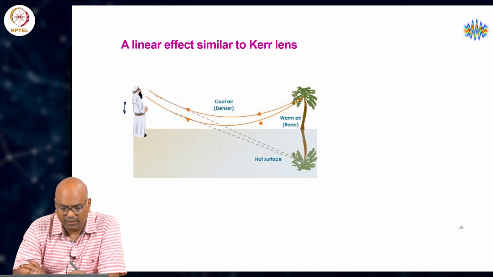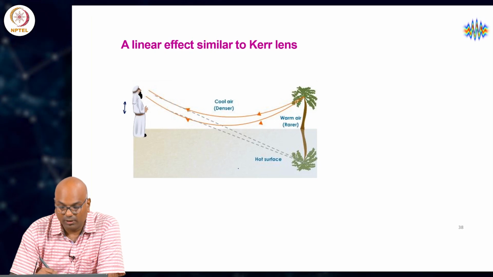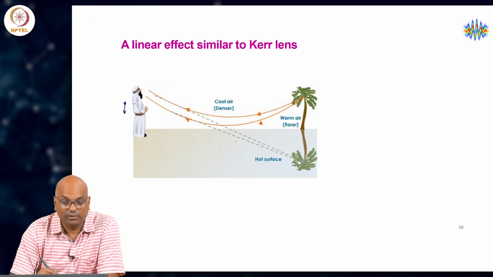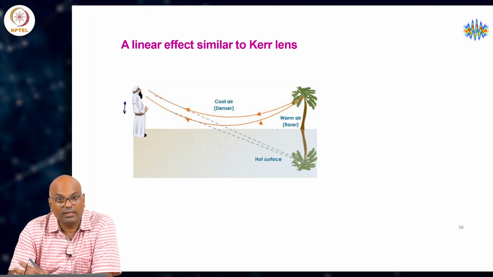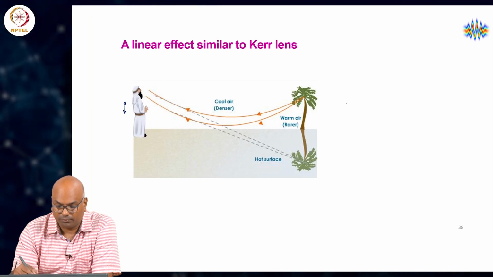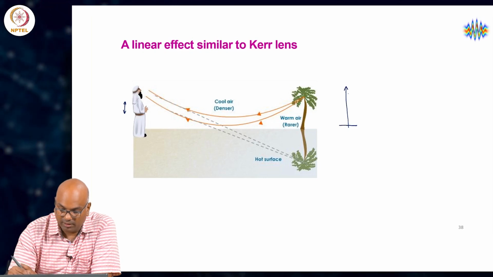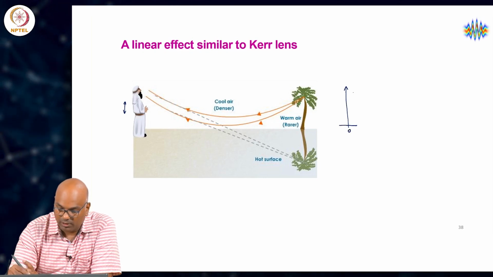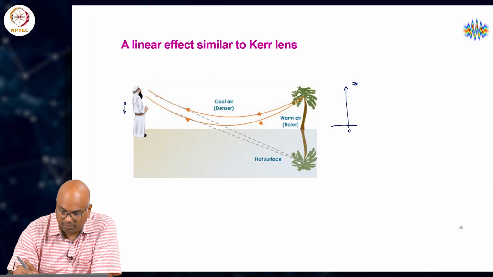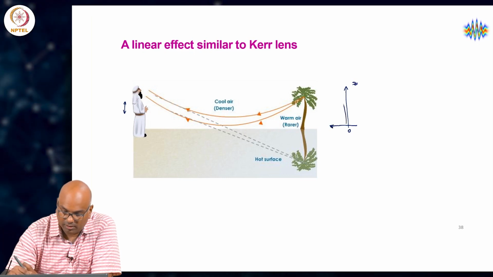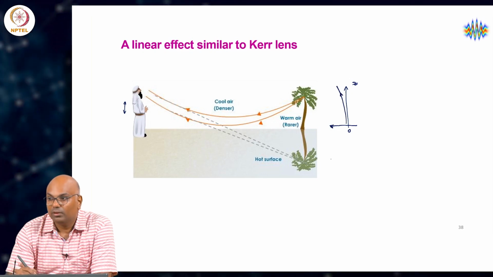Now, owing to the fact that the surface here is hotter than the air above, which is cooler, and refractive index is a function of temperature too, right. So, hotter air means a less dense medium. Therefore, you essentially have a gradient in the refractive index as a function of, say, height z. So, if I plot refractive index, it increases like this, all right.